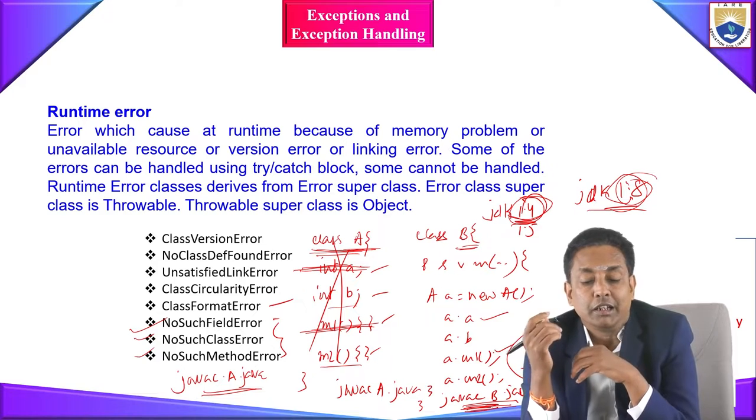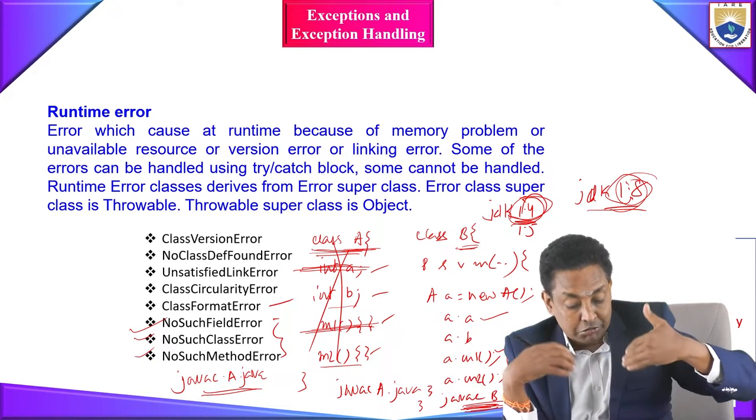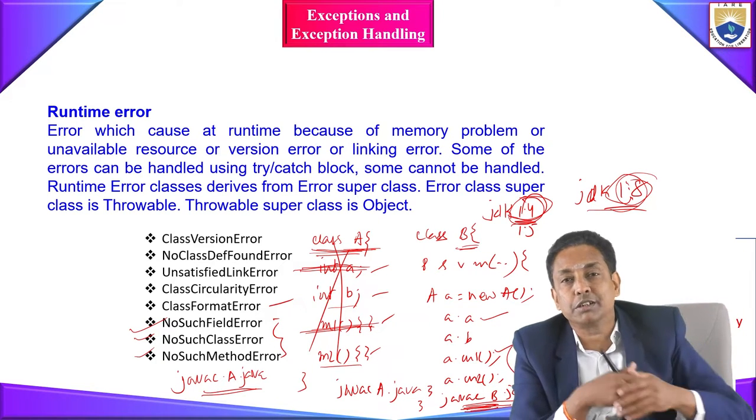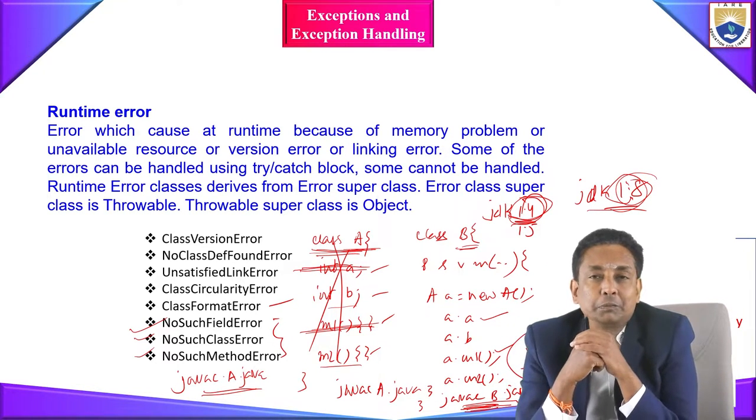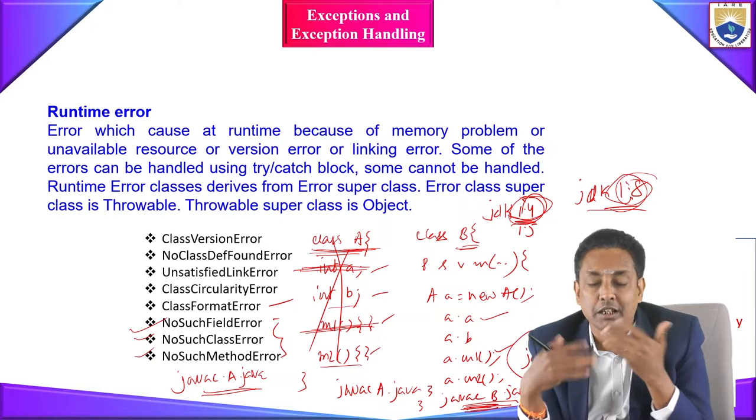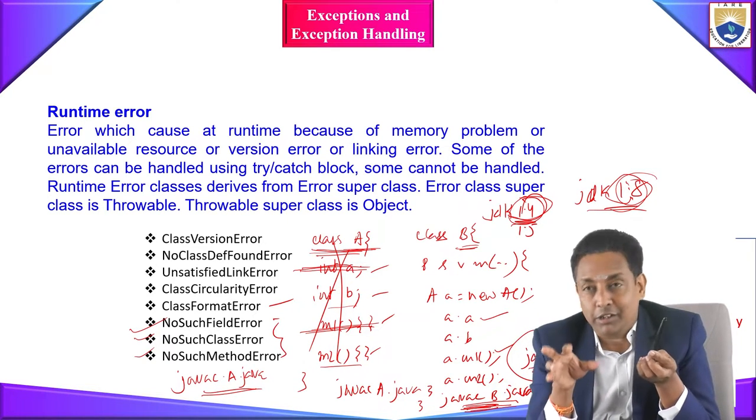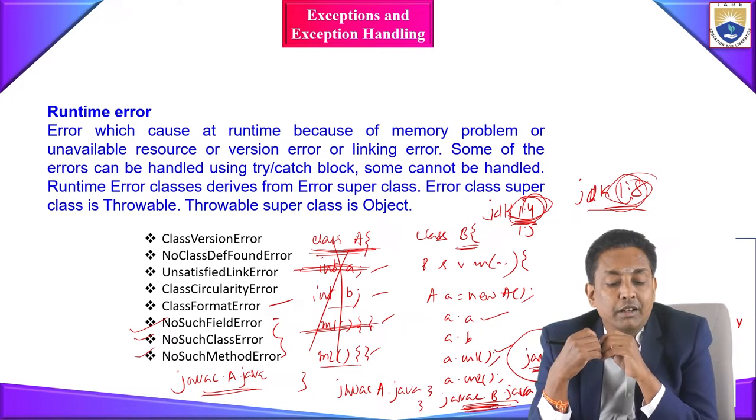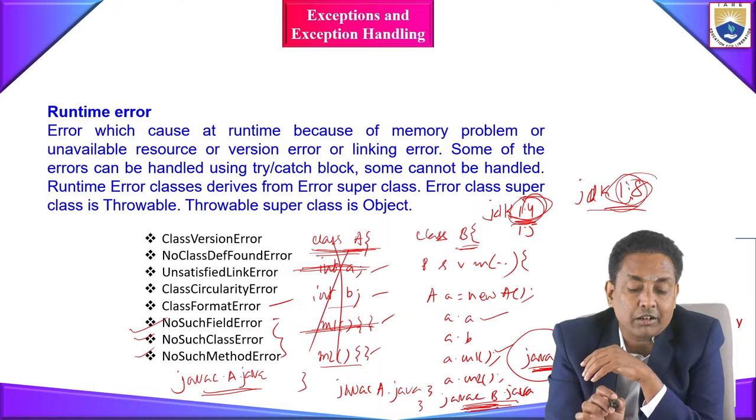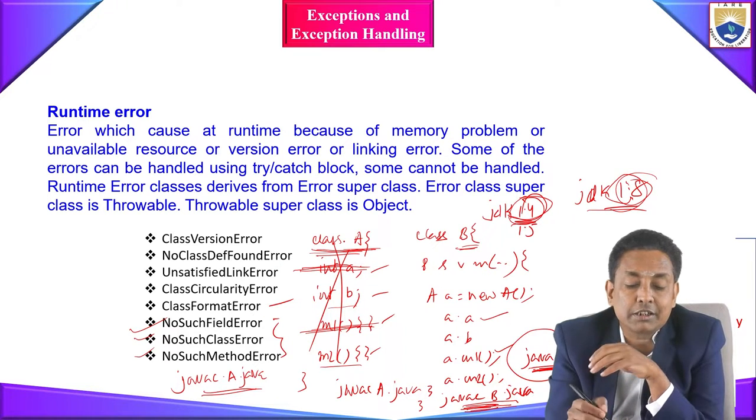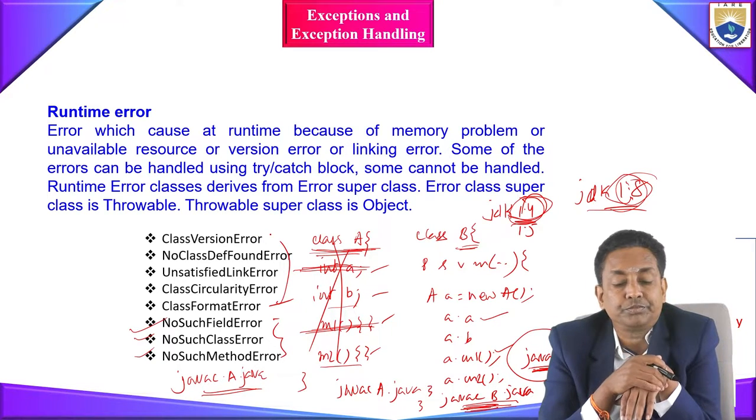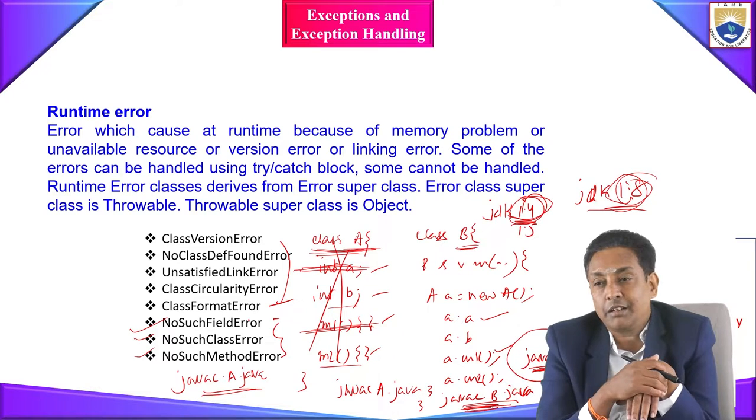If your compiled code cannot be understood by your Java interpreter, because it is a lower version, then you will get a class version error. Actually, class version error is not class format error. Class format error is something different. Class circularity error, unsatisfied link error, no class definition error, class version error. Some different errors related to class are there. So these are also runtime errors.